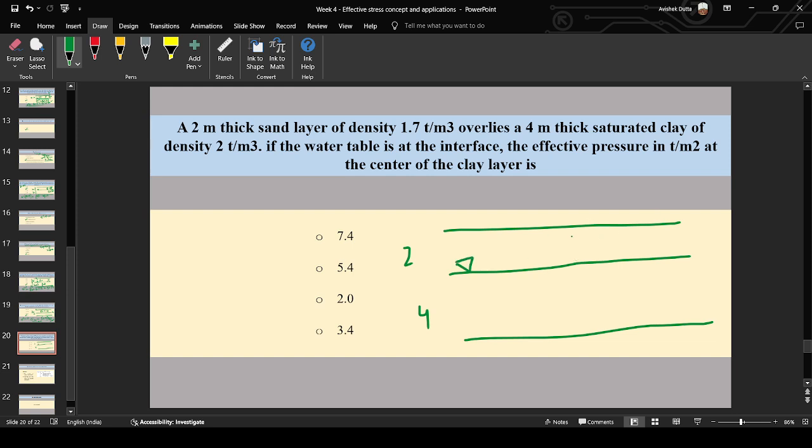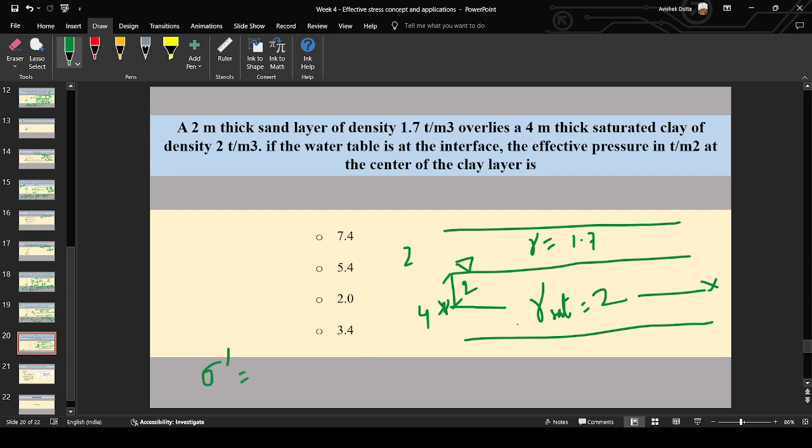Now sand has a density of 1.7, clay has a density of 2. So for sand it is gamma, for clay it is gamma sat. Effective pressure at the center of the clay layer, that is at this point. This distance is 2, obviously. So effective pressure.